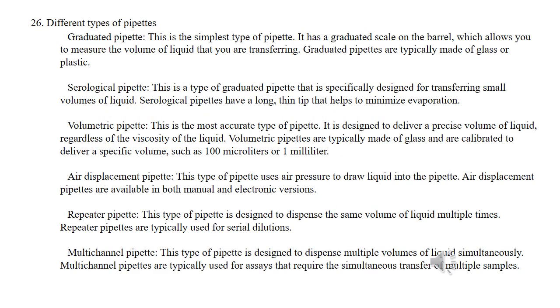Question 26. Different types of pipettes. Answer: graduated pipette. This is the simplest type of pipette. It has a graduated scale on the barrel, which allows you to measure the volume of liquid that you are transferring. Graduated pipettes are typically made of glass or plastic.